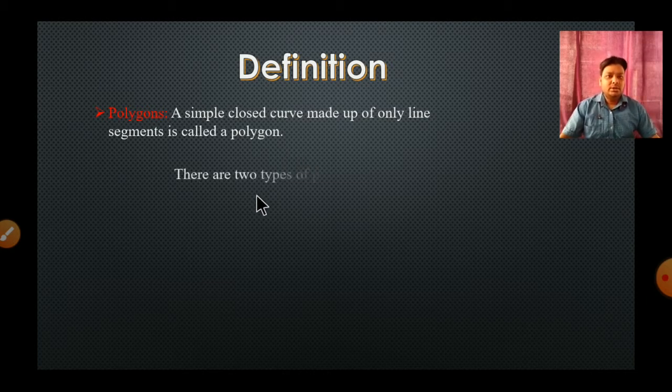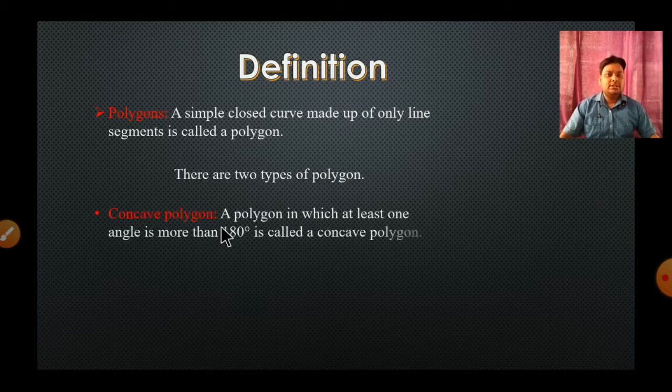Okay. So there are two types of polygon. How many types of polygon? Two types. First, concave polygon, and second we will discuss later, but let's discuss first the definition of concave polygon. A polygon in which at least one angle is more than 180 degrees is called a concave polygon. There is no need to check whether two or three angles are more than 180 degrees. If any one angle is more than 180 degrees, then we will call that polygon a concave polygon.